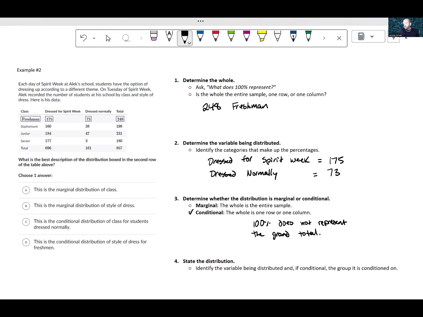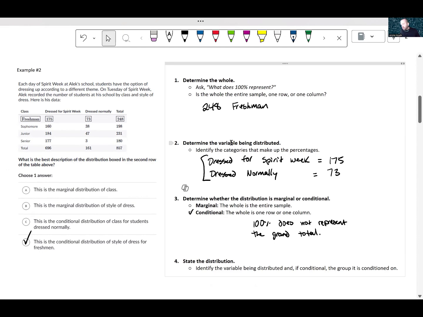So we're combining all these steps, 1, 2, and 3 to get our final answer for 4. This is the conditional distribution for the freshmen who are dressed for Spirit Week. Or, excuse me, dressed for Spirit Week or dressed normally. We're looking at both of these, not just dressed for Spirit Week. So this is answer choice D. Because for part 2, we've written down both of these variables that are being distributed, and we're looking at both of those because those are both boxed in there. So this one's answer choice D.